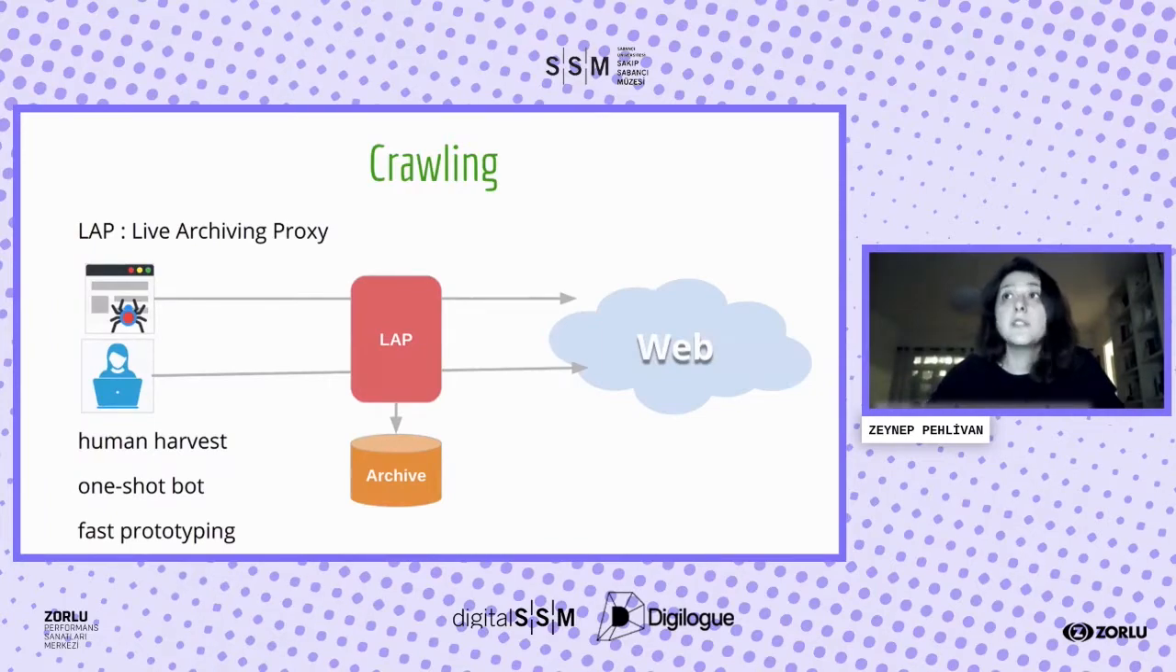And at INA, we also use a special crawler that we call the live archiving proxy. We can describe it as a human harvest. There is someone, most of the time a creator from our company, and she or he just visits a website and follows links. And every interaction that he or she does is archived, thanks to the live archiving proxy. We use it from time to time for one-shot or fast prototyping, because sometimes we just need to archive a website only once, or only a small part of it, with the interactions. So we use this one.